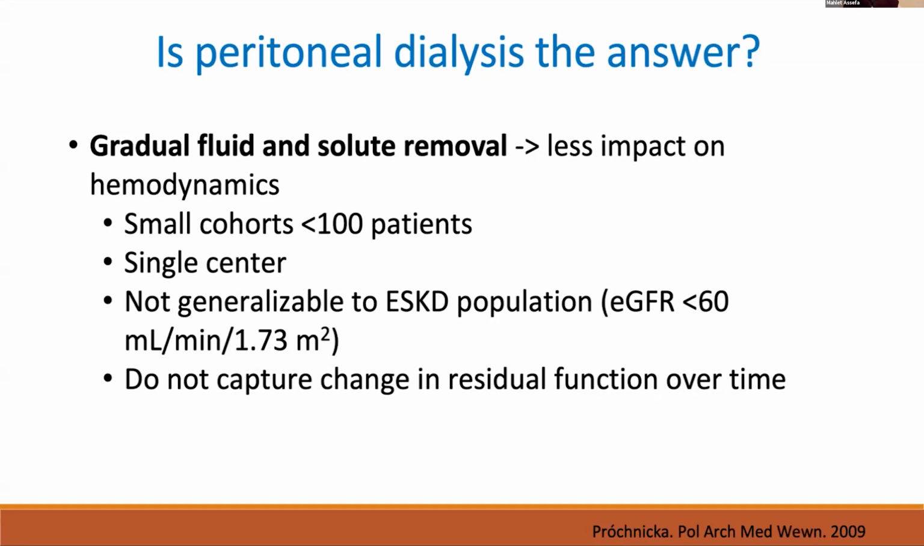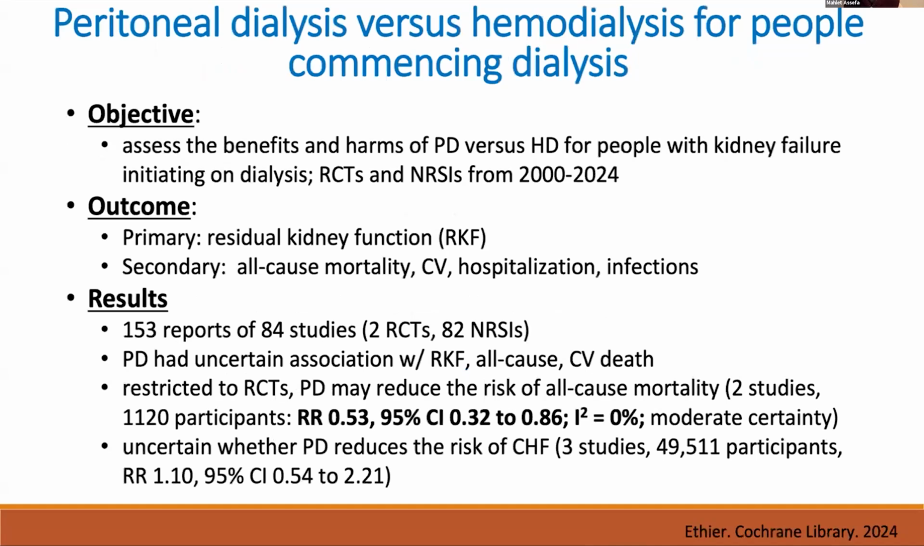An important consideration in PD patients is capturing residual function over time as well. And luckily, there's another review article from Cochrane that came out earlier this year that tries to assess the benefits and harms of PD versus HD in people with kidney failure. They looked at studies from 2000 to 2024. Their primary outcome was residual kidney function, and they had a number of secondary outcomes listed there, as you can see. Of all the studies they included, 2 were randomized, and 82 were not.